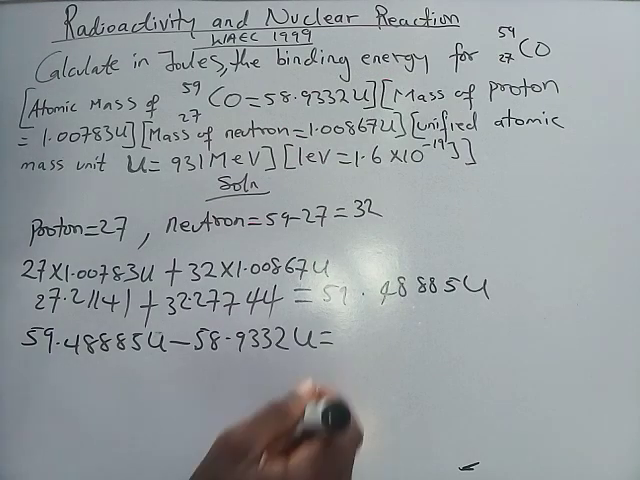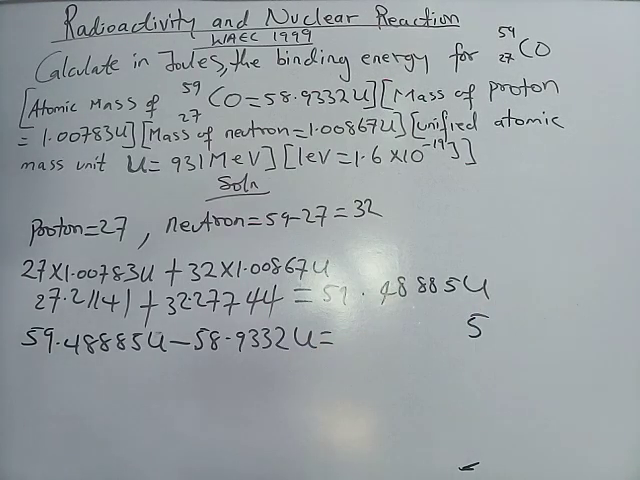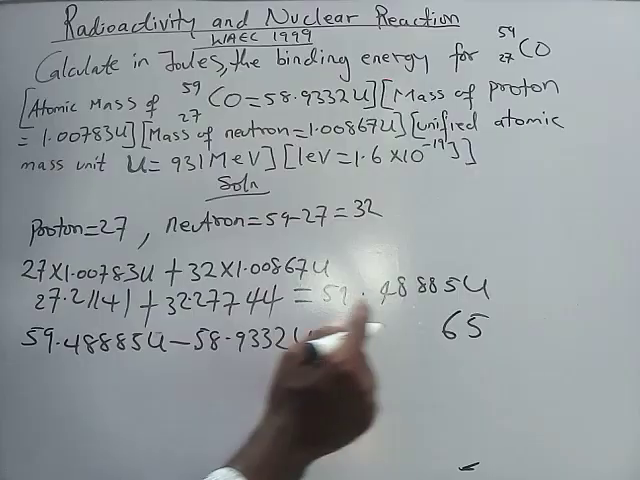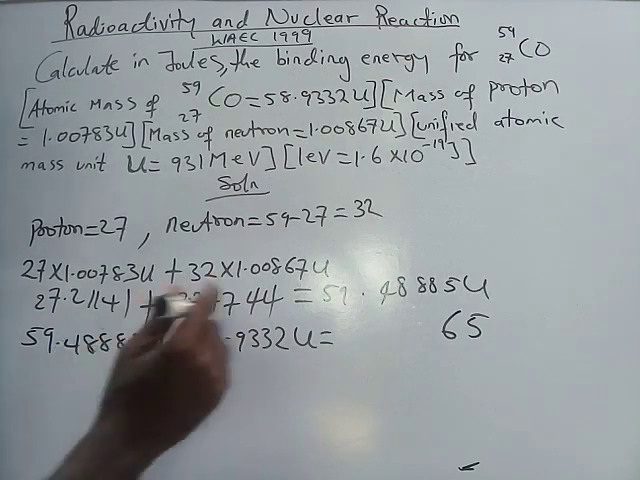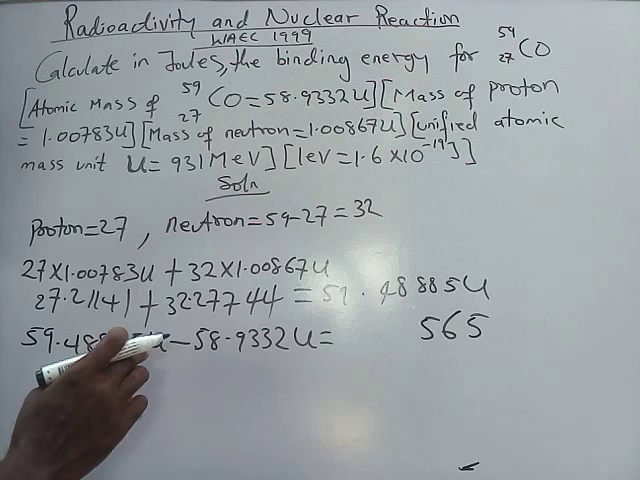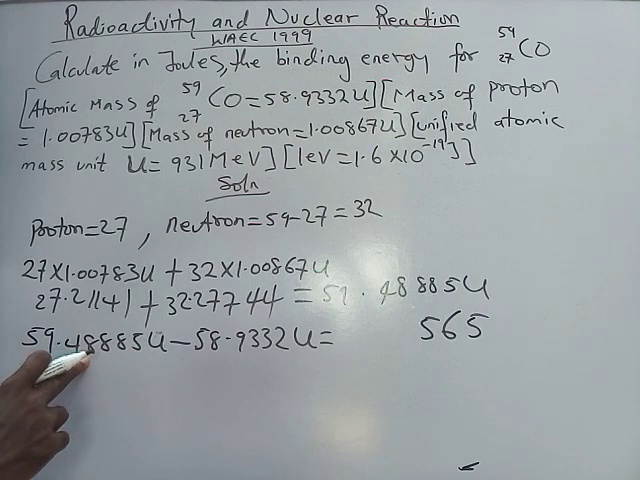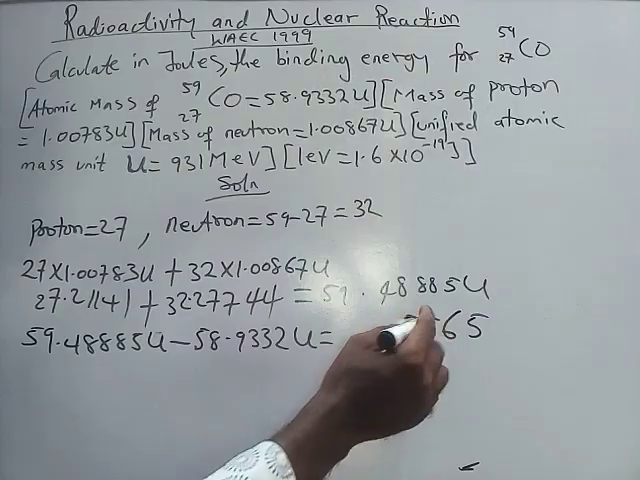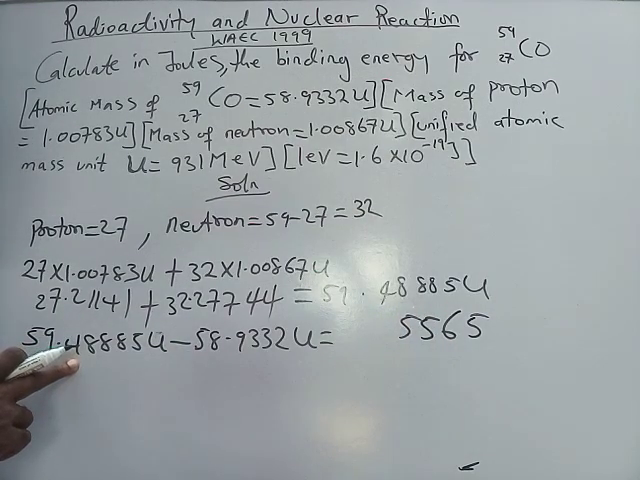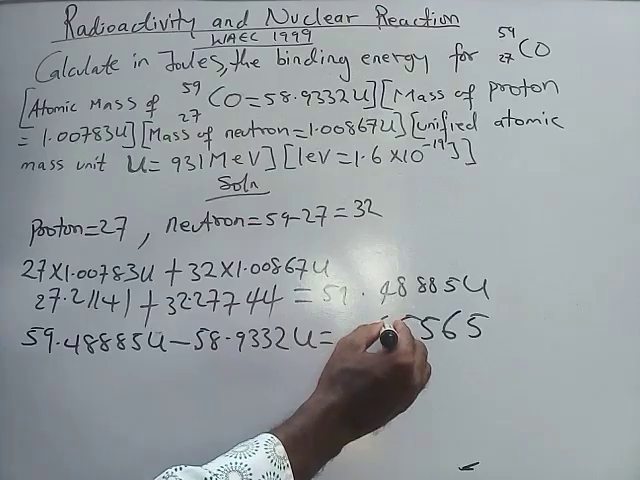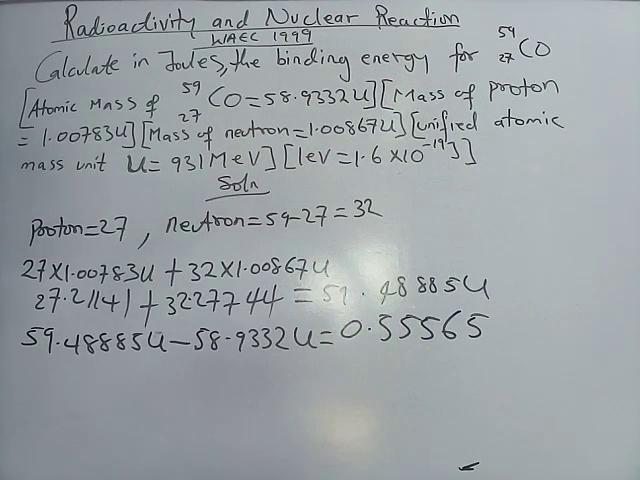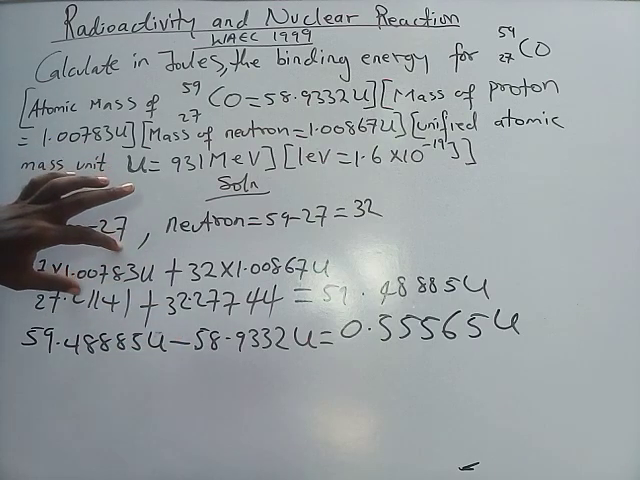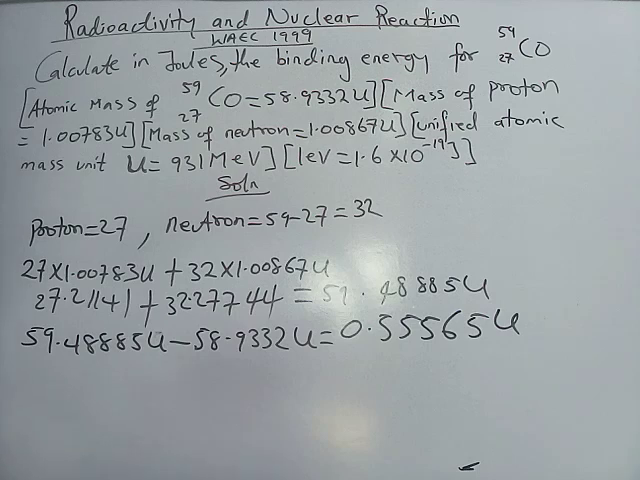we have 0.55565 U. This is the difference in mass of the reactant minus the product. This is what we got.